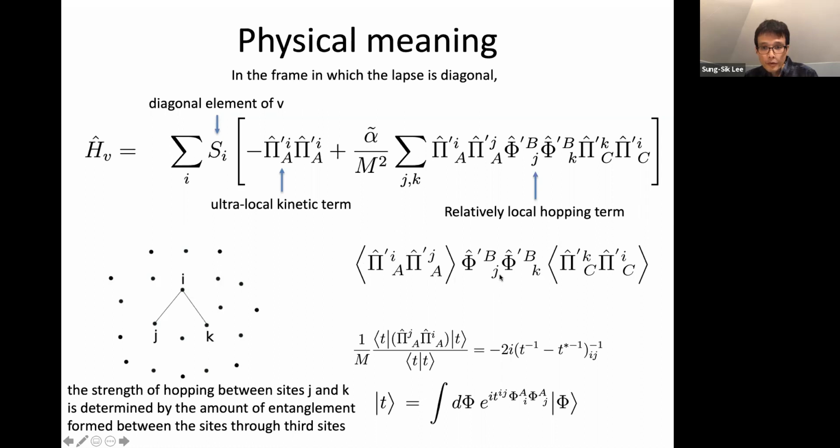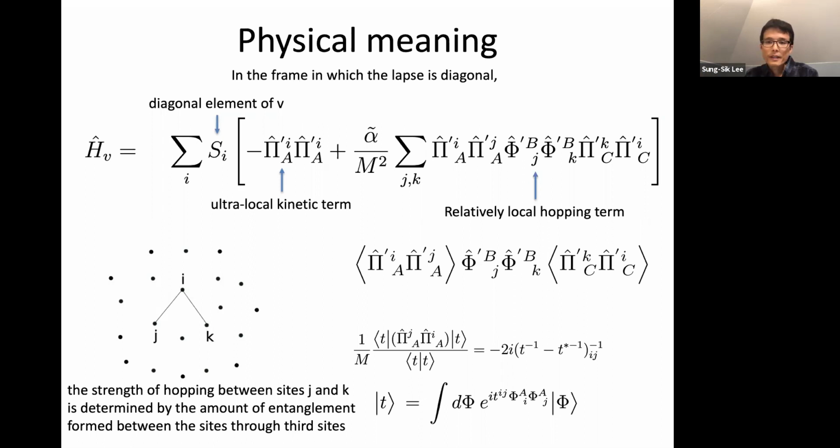So pictorially, if you have sites j and k, then the magnitude of hopping between these two sites is determined by how much entanglement these two sites have through some third site i, where i is summed over, right? So I call this a relatively local Hamiltonian. As an operator, it's a non-local operator, okay? But it still has a sense of locality, because if I apply this Hamiltonian to a state which has a local structure, then to the leading order in the large M limit, this Hamiltonian acts like a local Hamiltonian. So that's the meaning of relatively local.